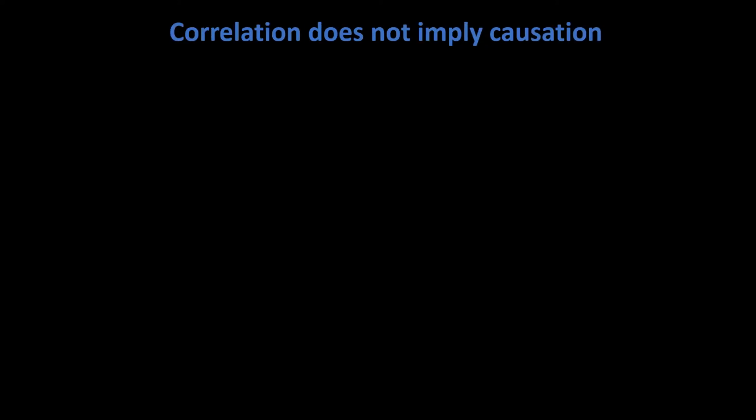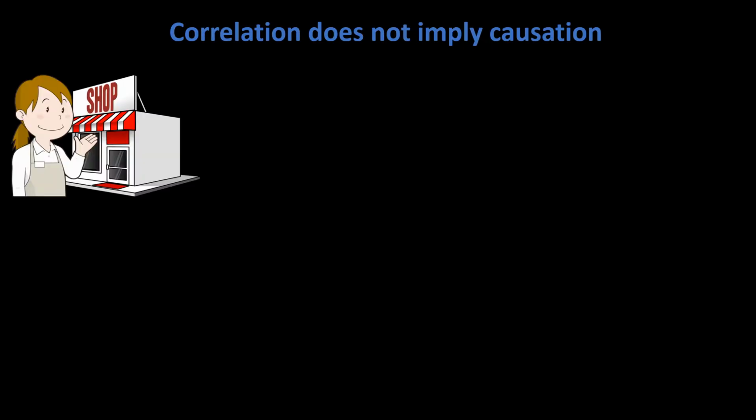Next, it says correlation does not imply causation. This simply means that if there are two variables which are strongly correlated with each other, that doesn't mean that an increase or decrease in one variable is causing the increase or decrease in the second variable. Let's understand with an example.